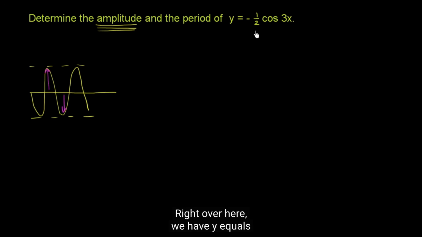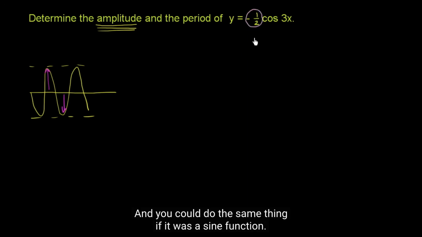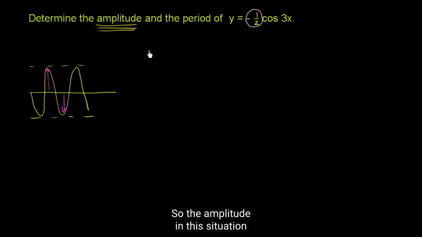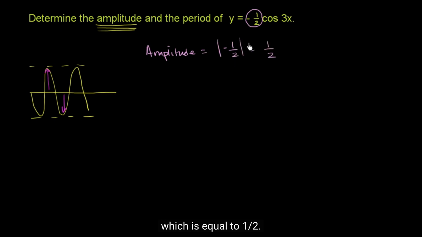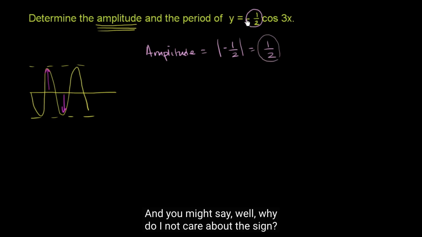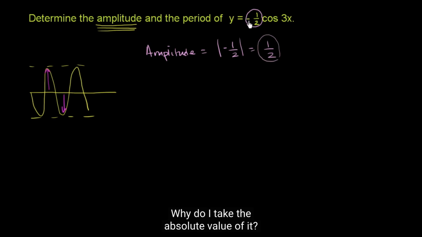Right over here, we have y equals negative 1/2 cosine of 3x. So what is going to be the amplitude of this? Well, the easy way to think about it is just what is multiplying the cosine function, and you could do the same thing if it was a sine function. We have negative 1/2 multiplying it. So the amplitude in this situation is going to be the absolute value of negative 1/2, which is equal to 1/2. And you might say, why do I take the absolute value? Well, the negative just flips the function around. It's not going to change how much it sways between its minimum and maximum position.